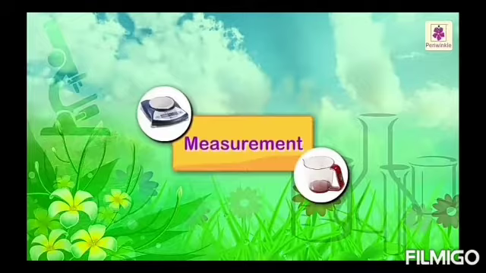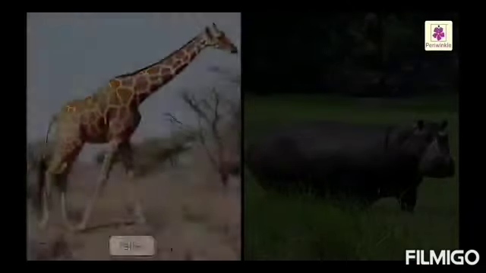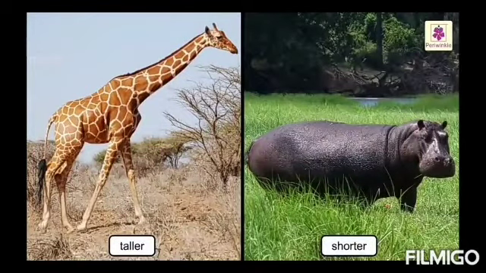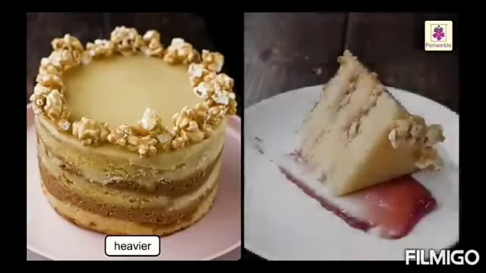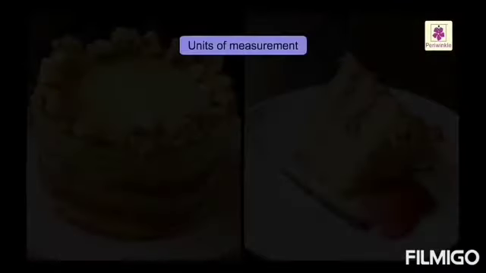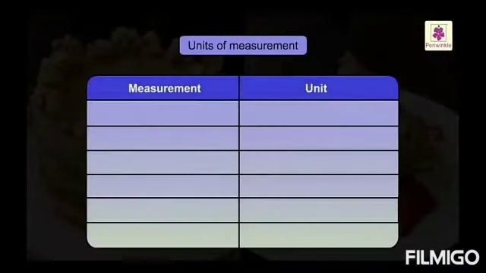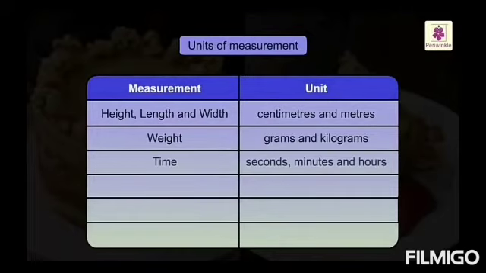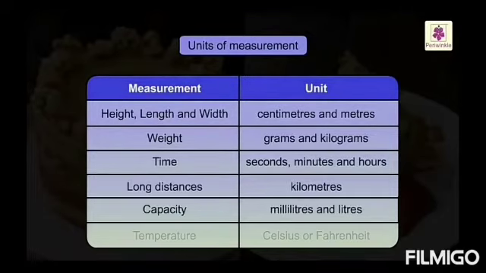Now we can learn chapter 1, measurement. We use words like taller and shorter to compare height, and words like heavier and lighter to compare the weight of different things and people in daily life. There are different units in which the height, weight, time, distance, capacity and temperature are measured. Let us study these different units of measurement.